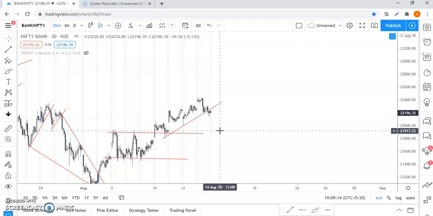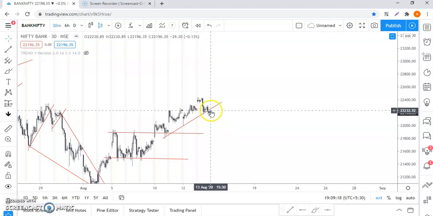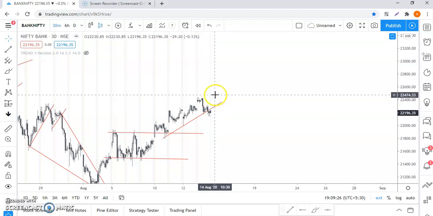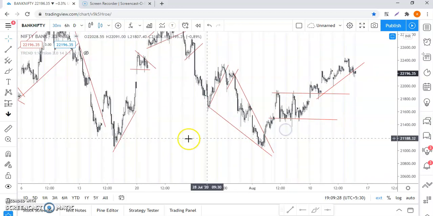You don't need to be a pro trader to understand all these things. See, this will come down again, it will hit this line, and again it will come down. If this line is not acting as a resistance, what will happen? It will go up. It is as simple as that.